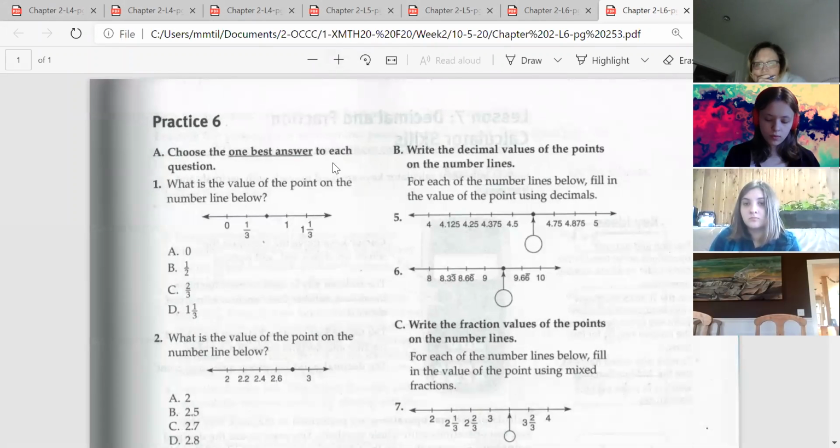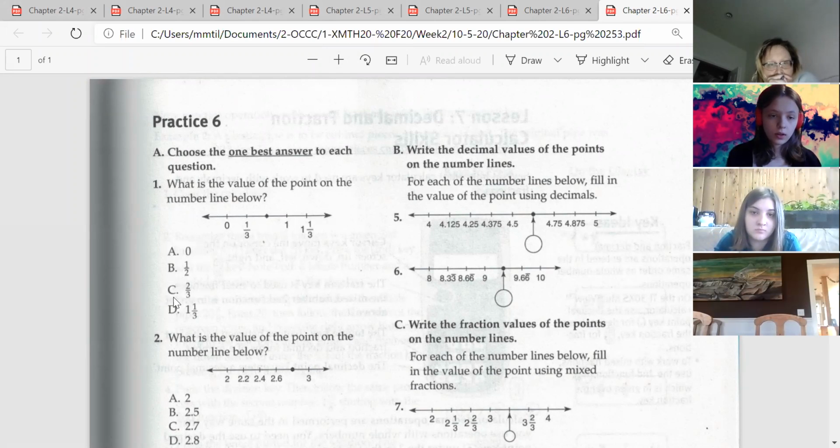Okay, here's some practice problems. Let's look at number 1. What's the value of the point on the number line below? This point right here, can you see that point? What point does that relate to as far as the multiple choice answers here? What do you think? C. It'd be C, 2/3, right? It has to be 2/3.